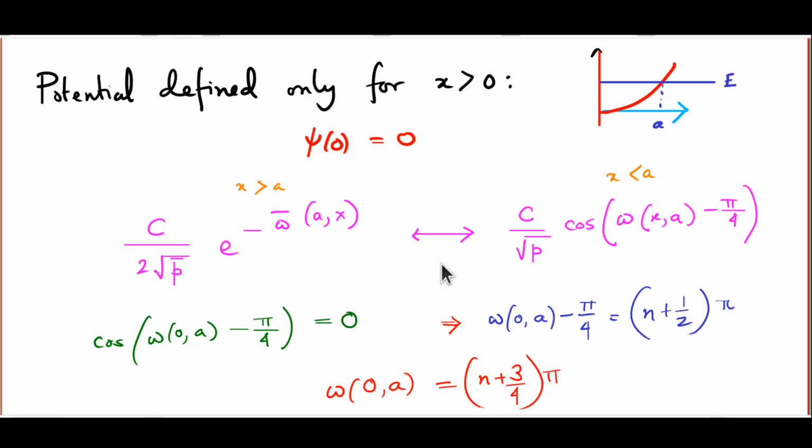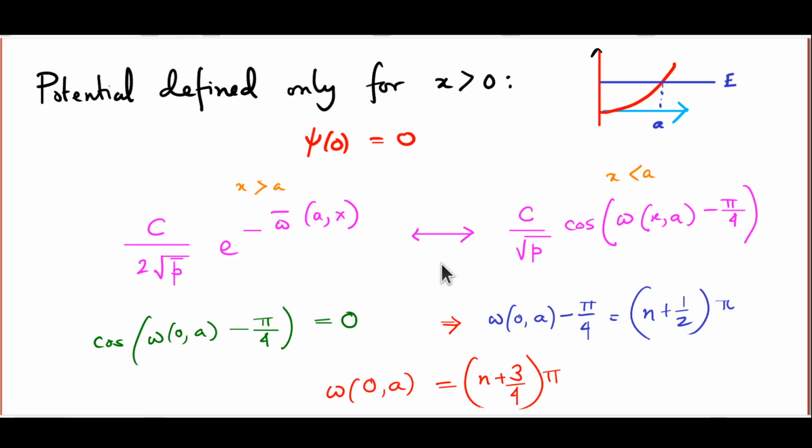The only important thing is that in our classically allowed region, x is less than a, and x equal to 0 falls in the classically allowed region. Since psi 0 has to be 0, cosine of w0 comma a minus pi by 4 must vanish, and this immediately gives me w0 comma a minus pi by 4 is n plus half times pi, and this gives us w0 comma a equals n plus 3/4 of pi. So this essentially becomes equivalent to our Bohr-Sommerfeld quantization condition.